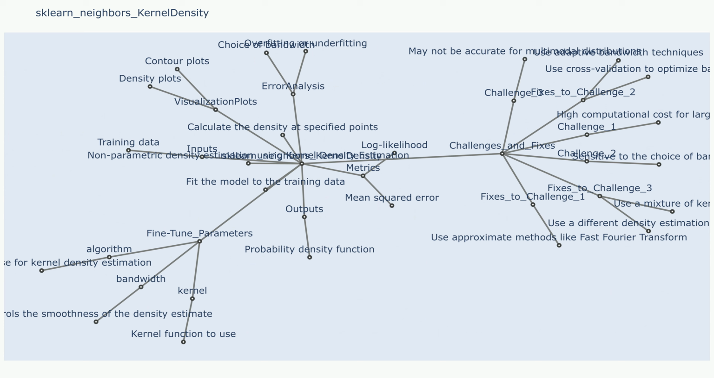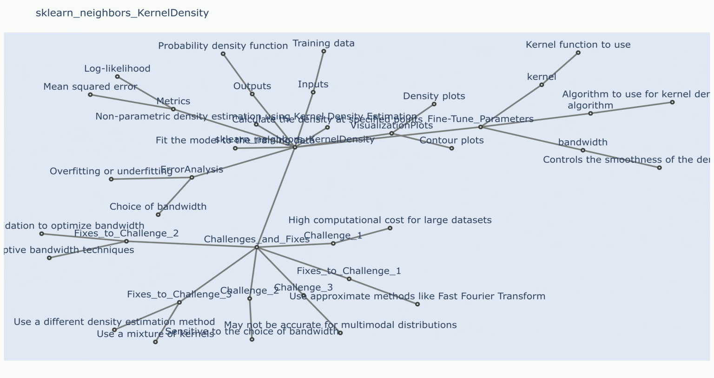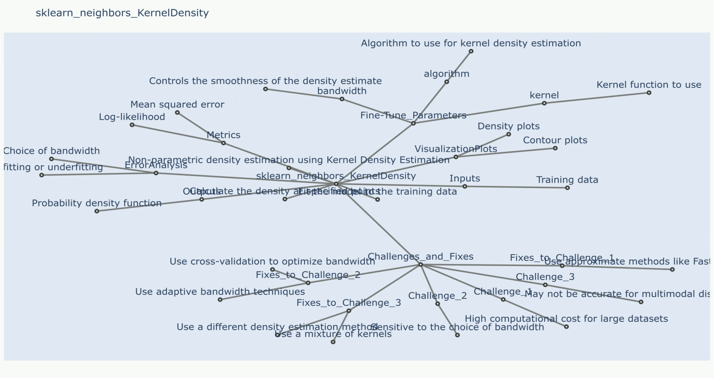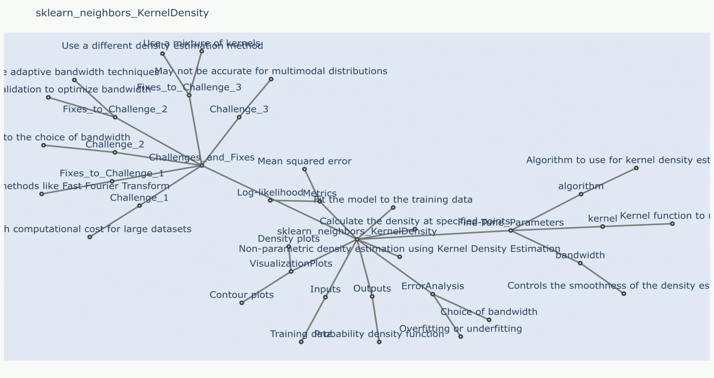Fine-tune parameters. Bandwidth controls the smoothness of the density estimate. Larger bandwidth leads to smoother estimates. Kernel. The kernel function used to estimate the density. Common options are Gaussian, Epanechnikov, and Top Hat. Uncertainty methods. Bootstrap. Estimate uncertainty by resampling the data and fitting multiple models. Cross-validation. Estimate uncertainty by evaluating the model on different subsets of the data.